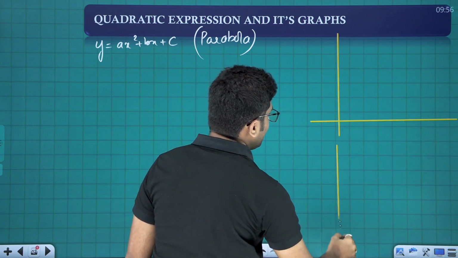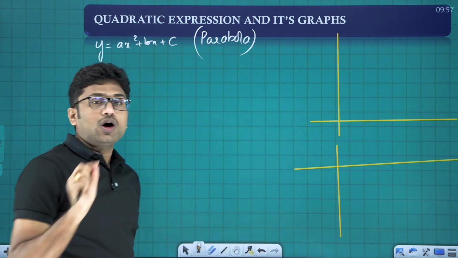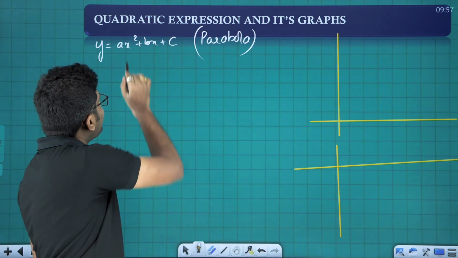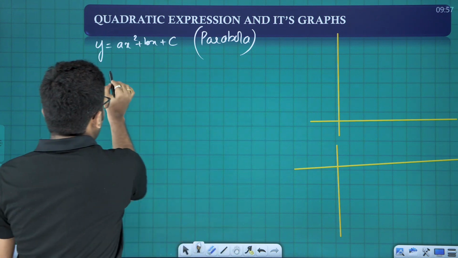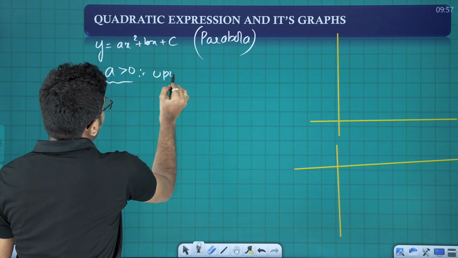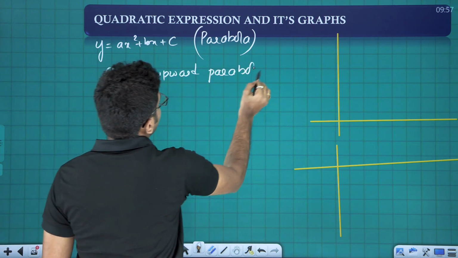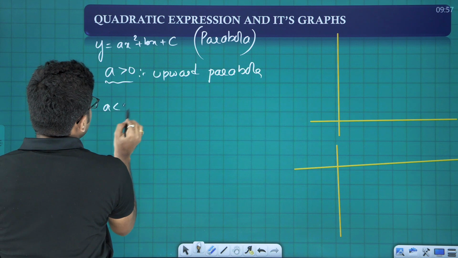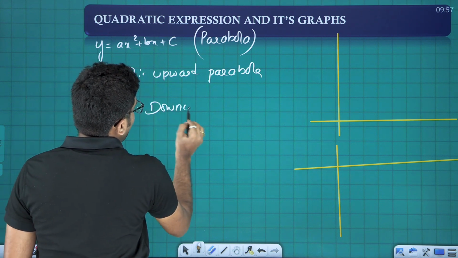Now when do we get a downward parabola or an upward parabola? That always depends on the value of the coefficient of x square. If the coefficient of x square is positive, then we get an upward parabola. If the coefficient of x square is less than 0, then it is a downward parabola.